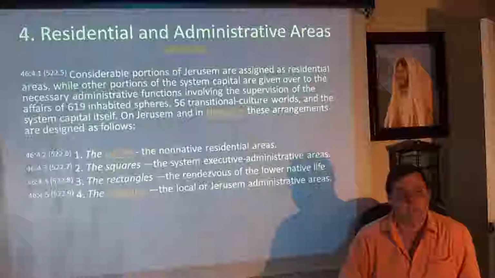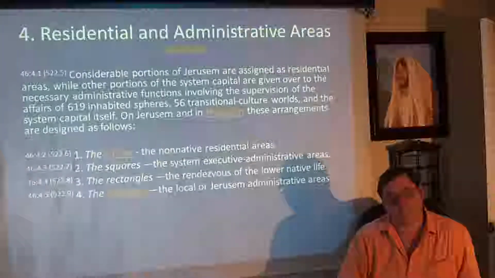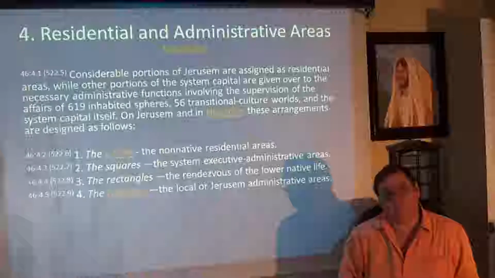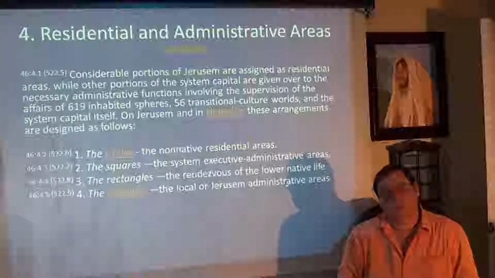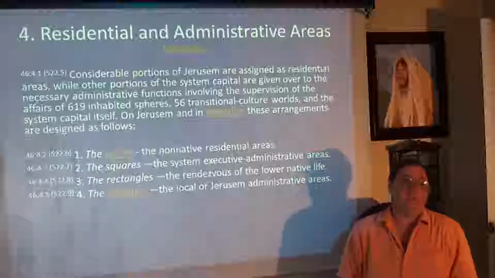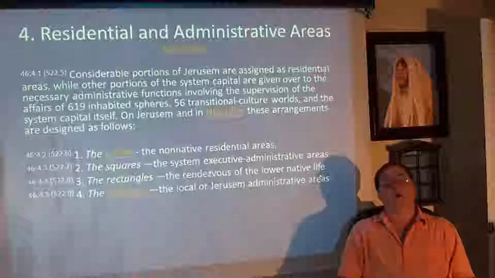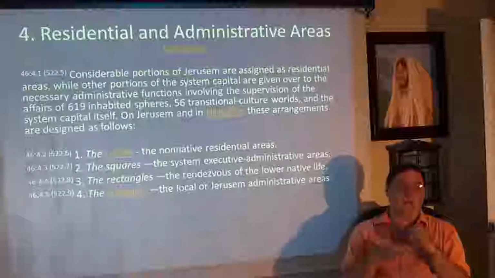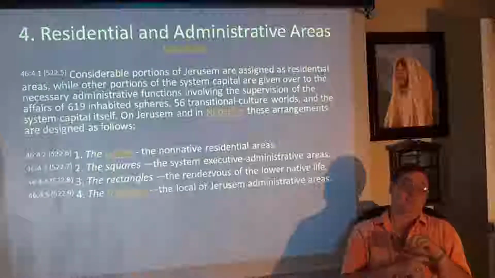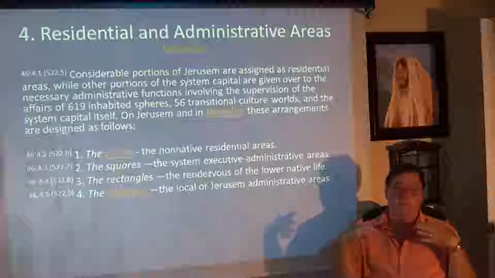Hey Roger, I had a question. Can you help me understand the list 1 through 4? Are these areas shaped like circles, squares, rectangles, and triangles? Yeah, they're called circles, squares, and triangles because the way they have arranged the dwelling areas and the executive administrative buildings and things like that are in circles, squares, rectangles, and triangles.